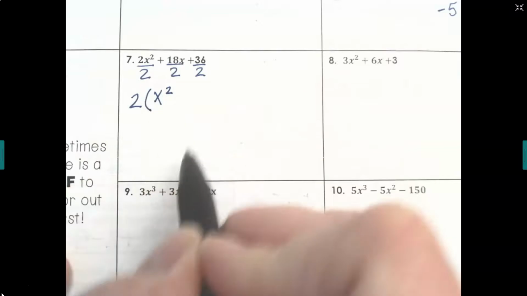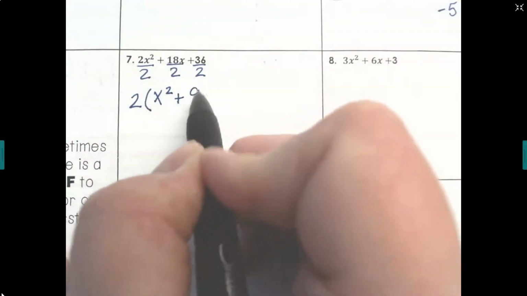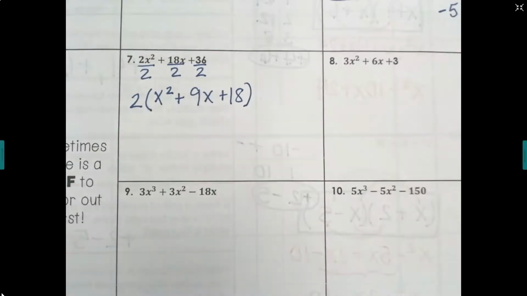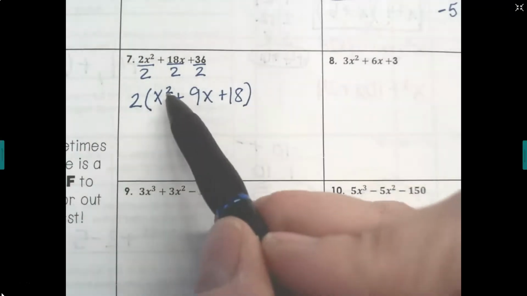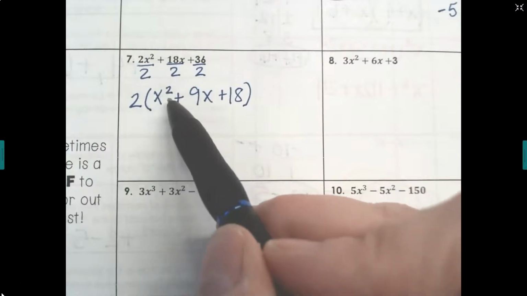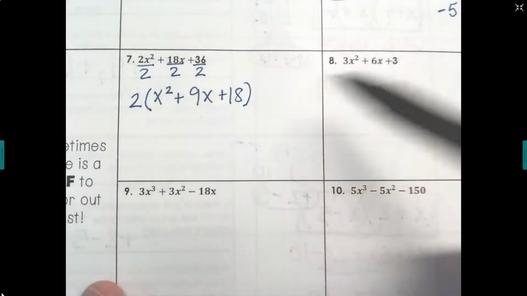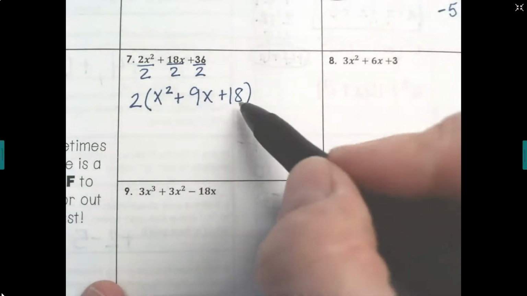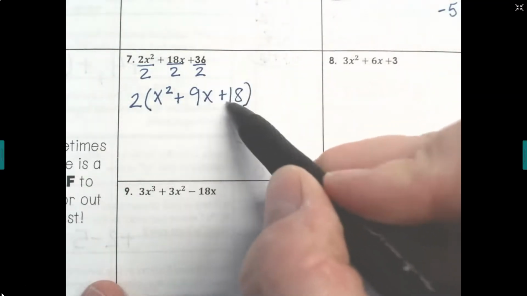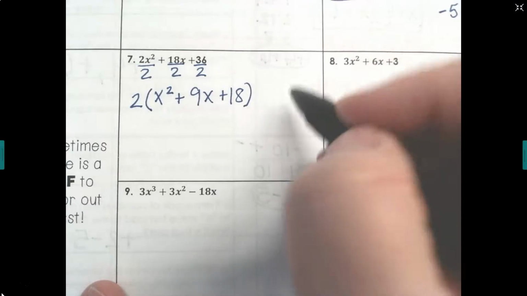Just like we did before, we're going to put our GCF in front, and what's left over is x squared plus 9x plus 18. Now, because I still have this squared term, I might not be as simple as I can go. I might be able to do more to this. So I want to use the same method that I was using before. I want to look for numbers that multiply to 18 but add to 9.